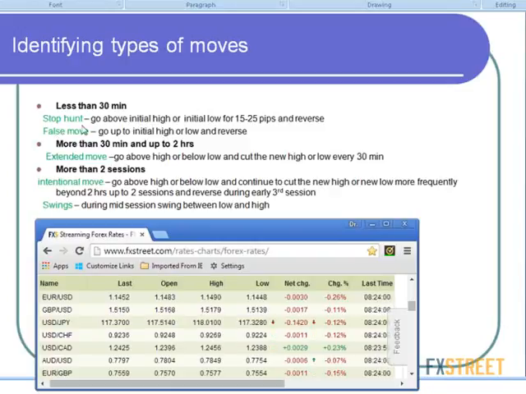So a stop is the one which happens in less than 30 minutes. They come down and reverse the market in less than 30 minutes before 8:30 GMT. And a false move is the one where they come up to the low, without breaching the low, and go up again. That is referred to as the false move. So a stop and a false move happen in less than 30 minutes.